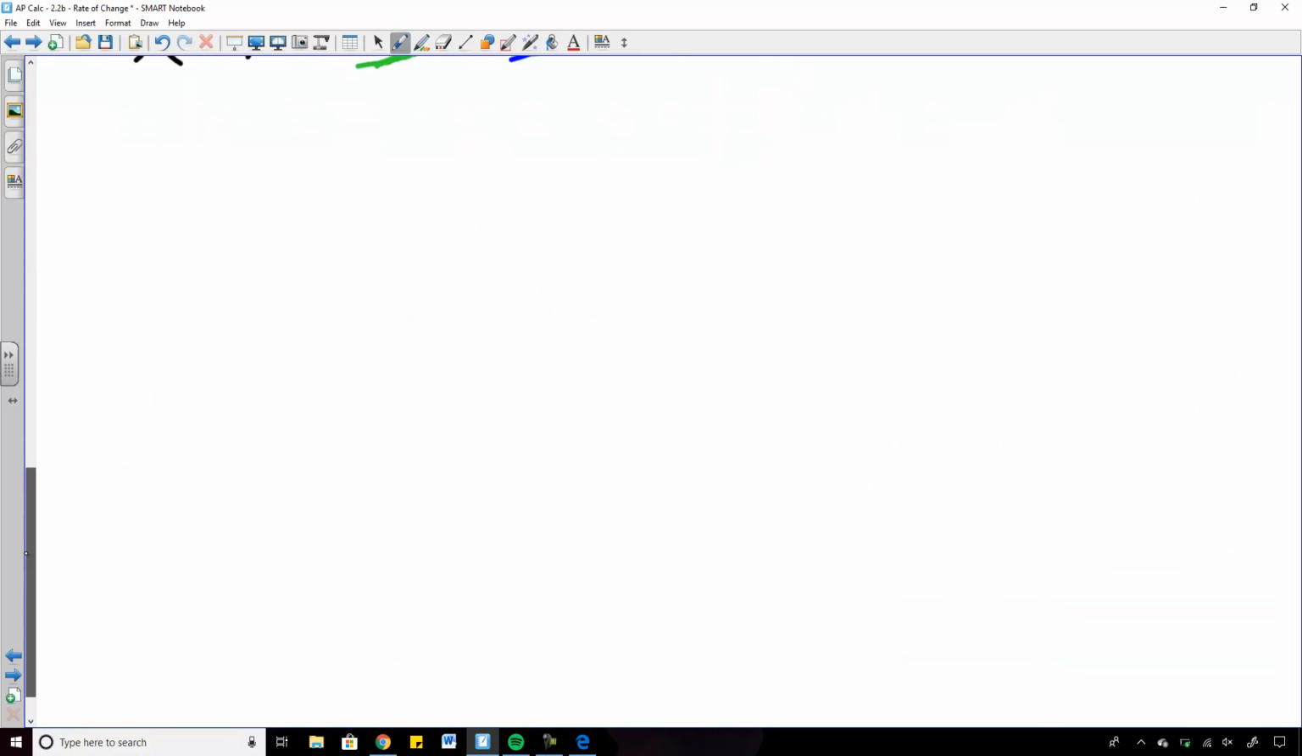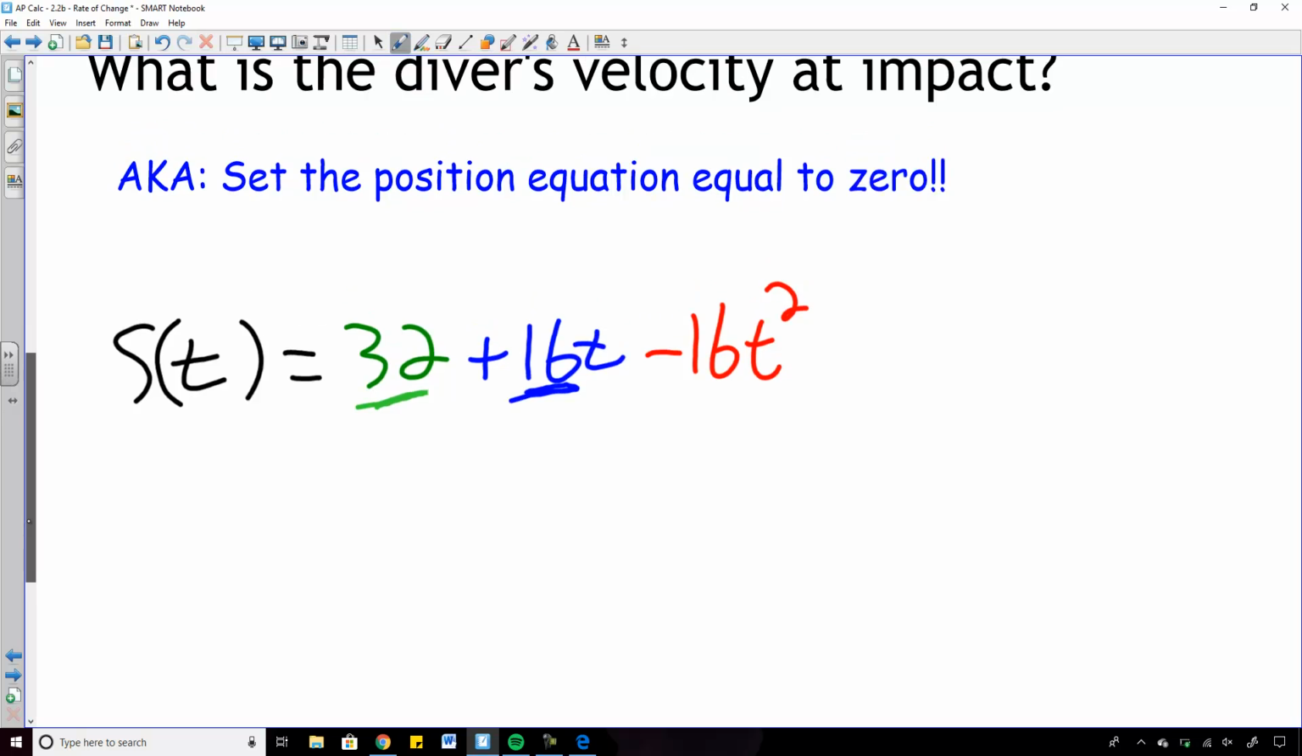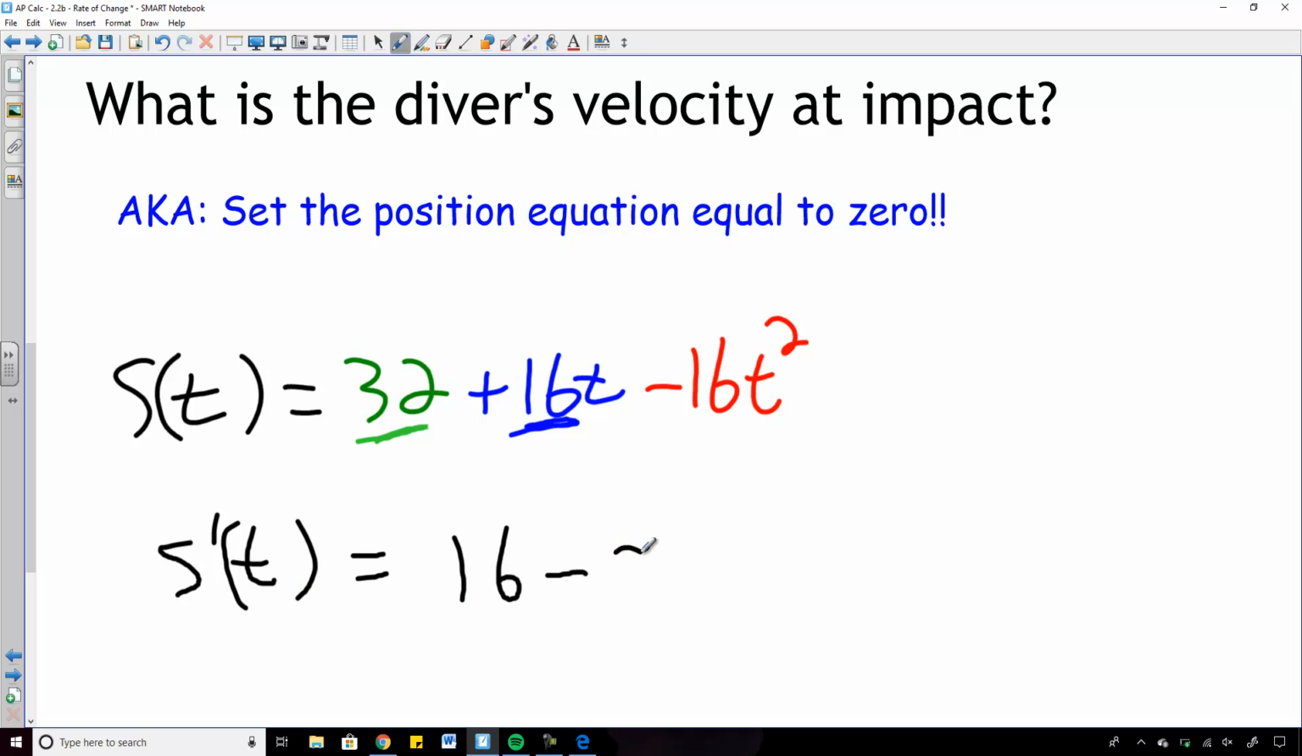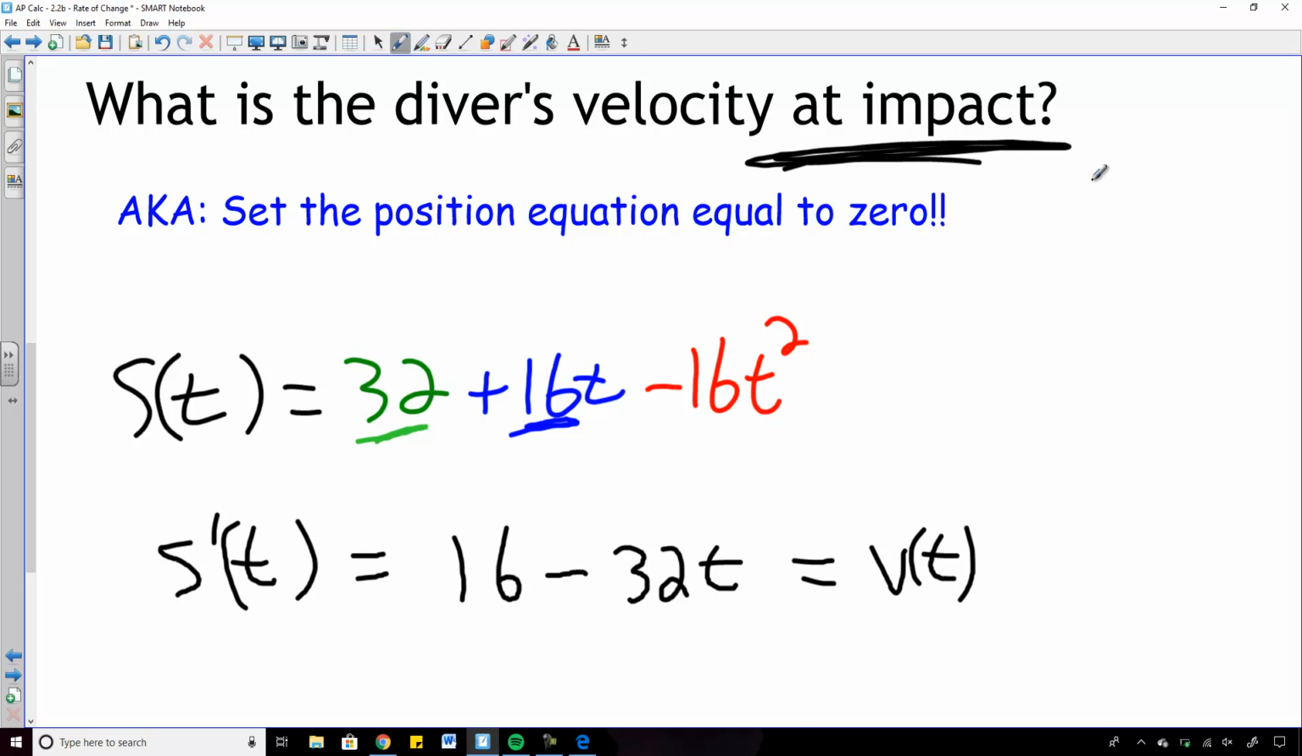So the position at any time, at any moment, is this. But what is the velocity at any moment? It is the derivative of this. And by the power rule, that's 16 minus 32t. This is the velocity at any moment. At impact is when we want to know the velocity.